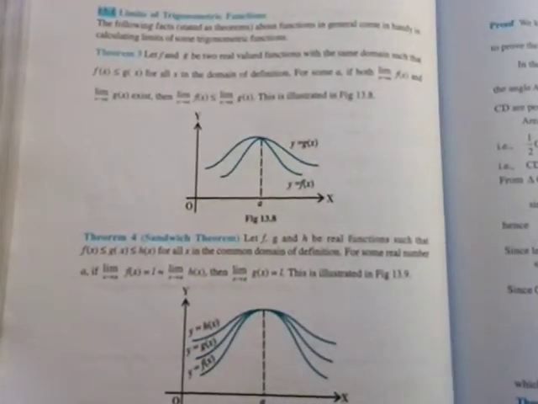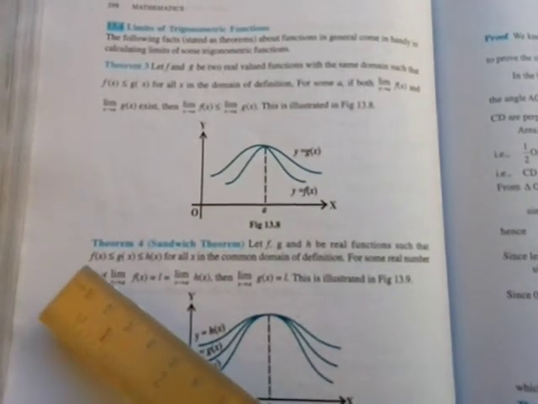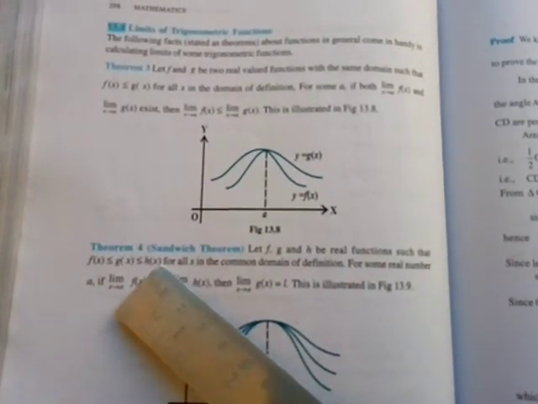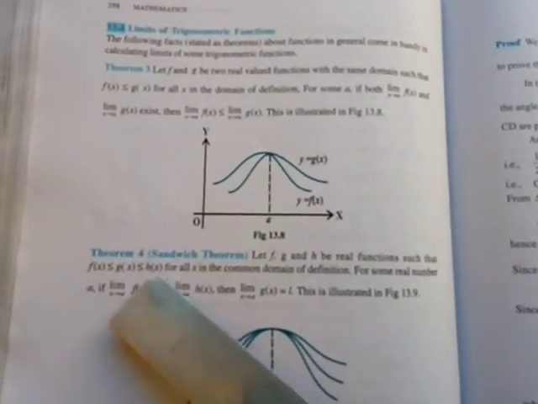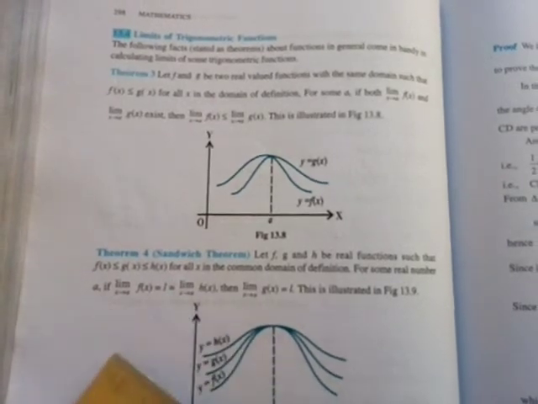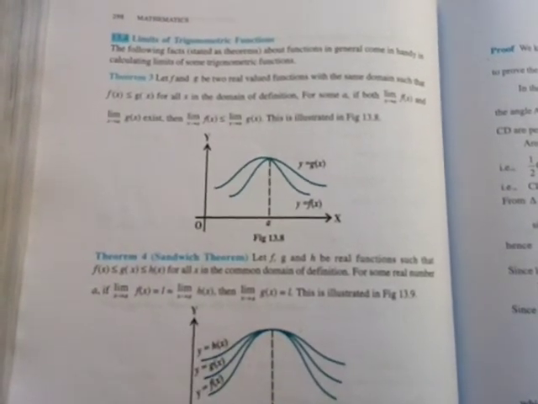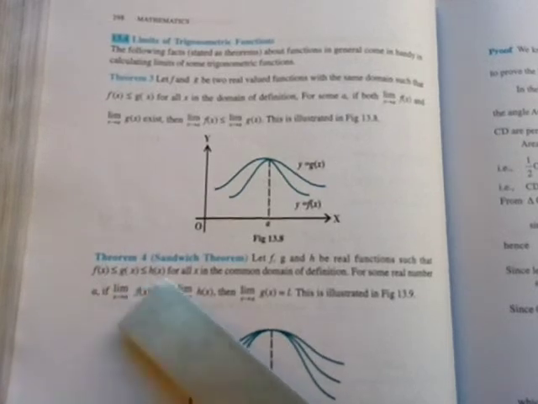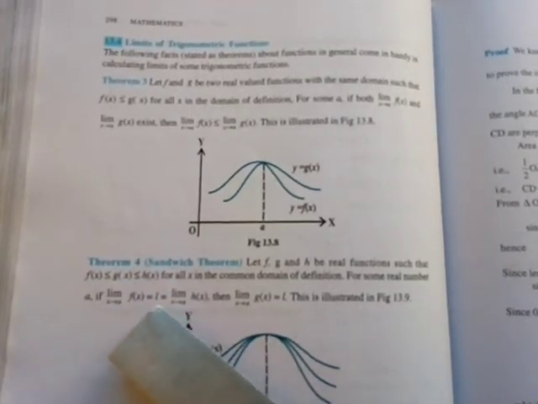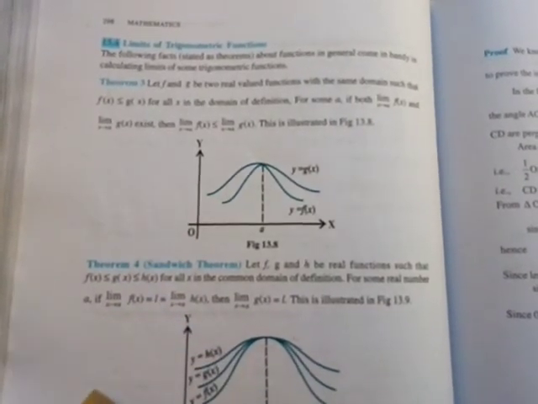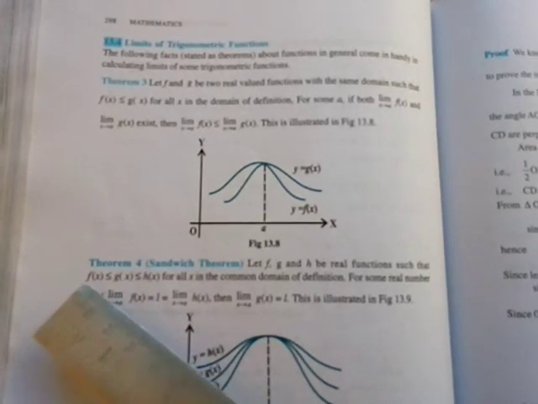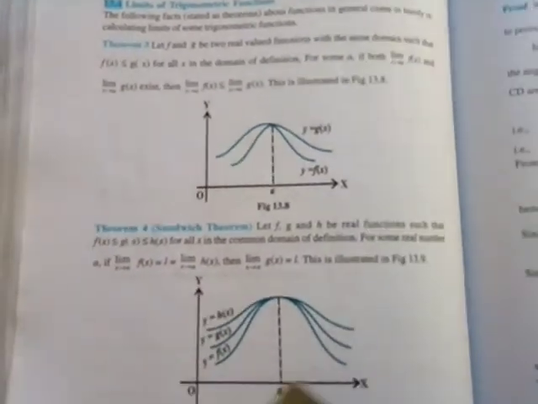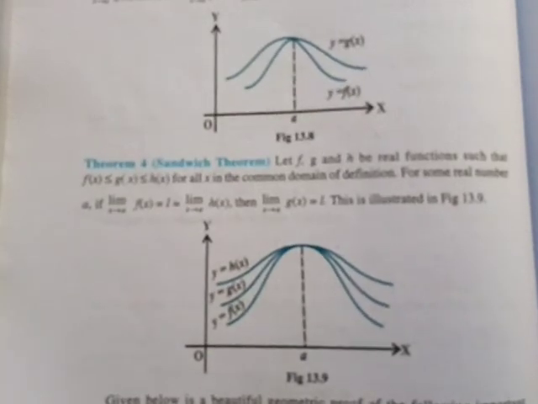Now here, there are three functions, where f(x) is less than g(x) less than h(x). Suppose the limit of these two functions is equal to L, then the limit of g(x) will also be L. So if these two limits are the same, then this limit will also be equal to that. But the condition is that this function should lie between these two functions. And here they have shown it in the figure.